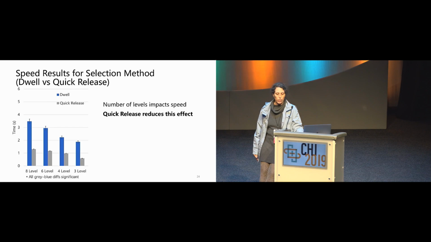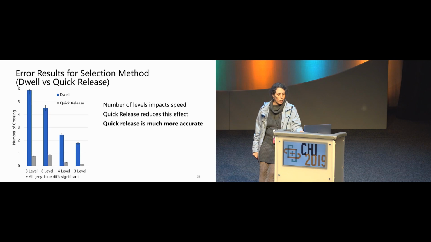When we switch to quick release, this effect gets to be much smaller. It's still there, but the impact of the number of levels on speed is not as significant. We also found that quick release was more accurate. So what you're seeing here on the y-axis is how many times the user exited the region once they had entered it that was needed for selection.